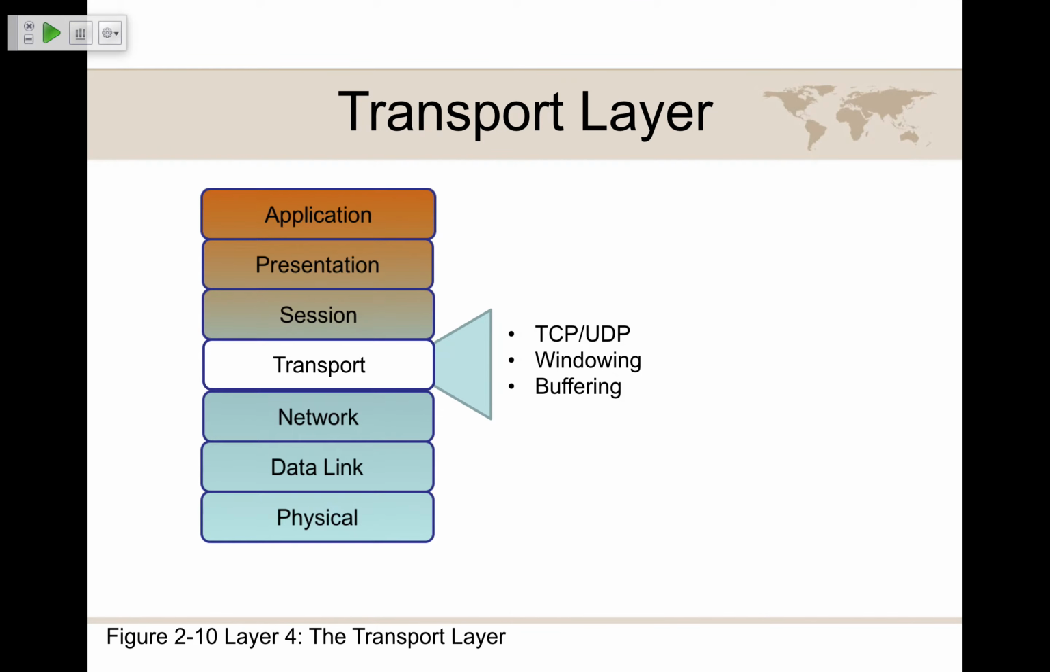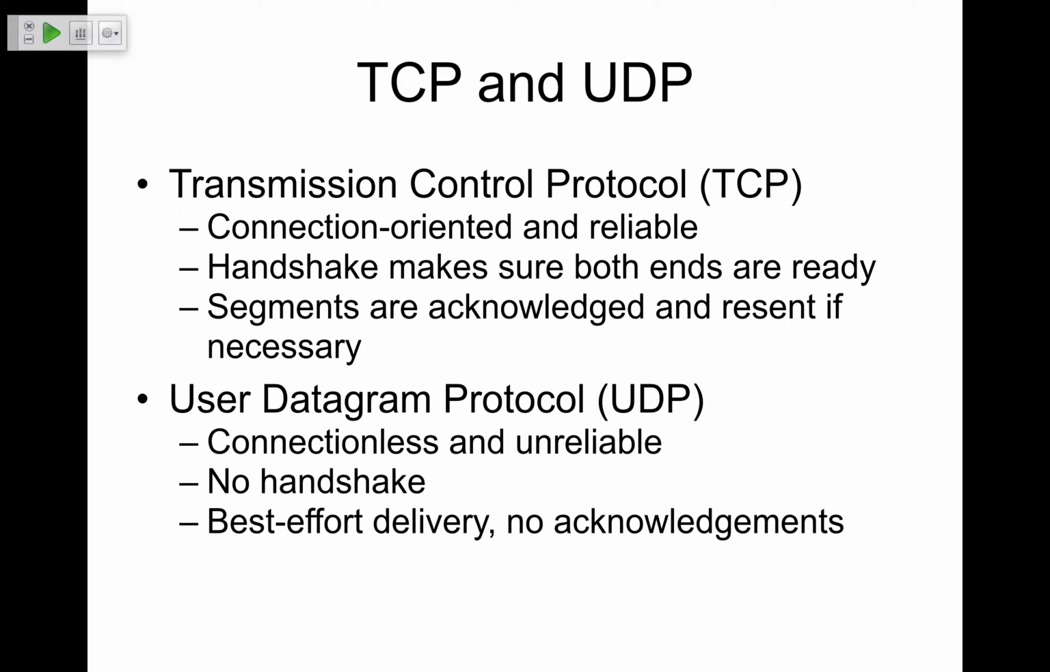All right. So the transport layer. This is where you break the packet. The data from above is now broken up into segments, labeled with ports, and this handles windowing and buffering, about which more details are coming. The two primary protocols here are TCP and UDP.